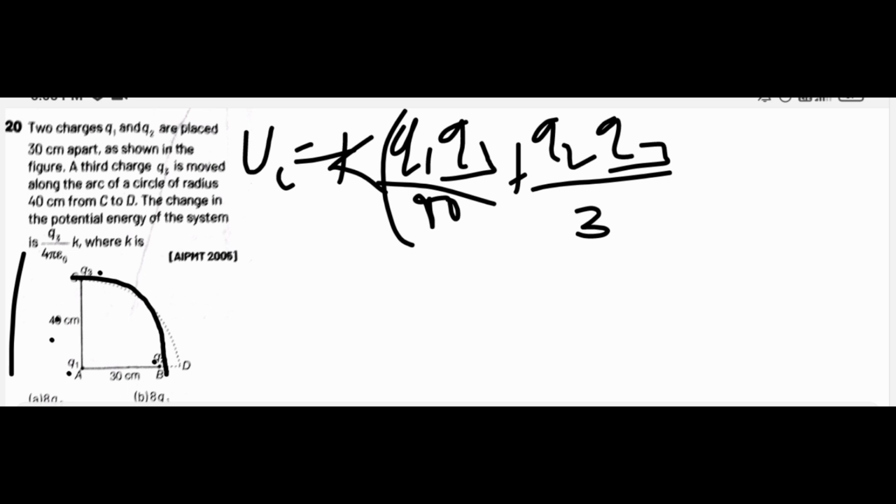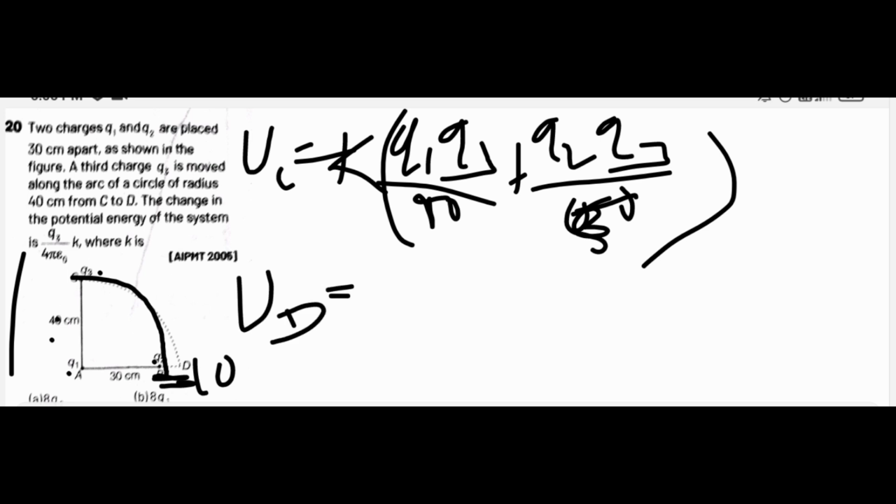Here they have given a hint. The B to D distance is not given, but we have to find it, that is 10 centimeter. We are finding for Vc. The q2 q3 difference is 0.5, which is 50. So for q3 at D, find the potential at D.